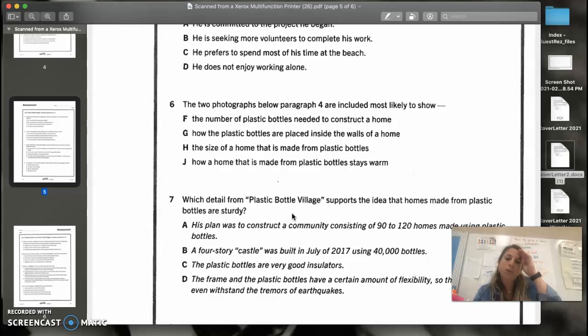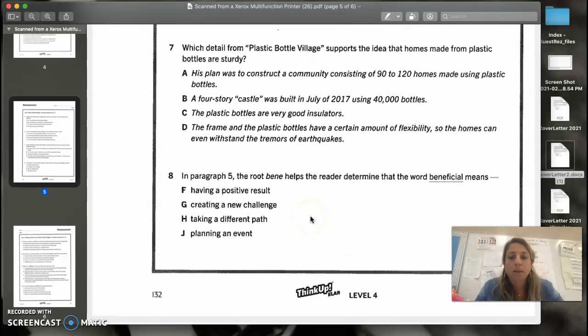Which detail supports the idea that homes made from plastic bottles are sturdy? So circle that keyword. Homes are sturdy. I'm only looking for something that talks not about a plastic house, but only about it being sturdy. If you don't know what sturdy means, you need to look it up in a dictionary because I'm not going to tell you. And then the root word bene helps the reader determine that the word beneficial means what. So you need to look up beneficial and you need to match it up.